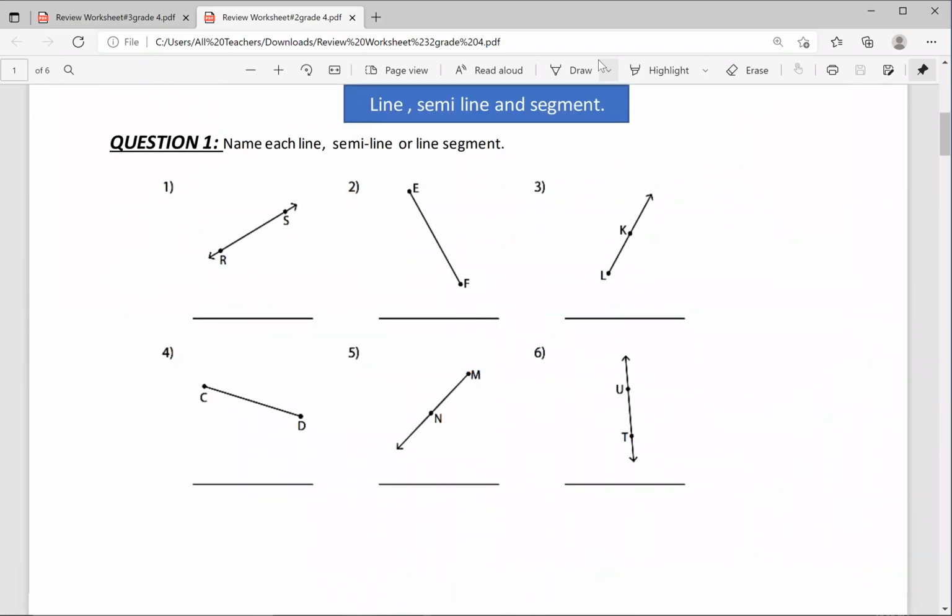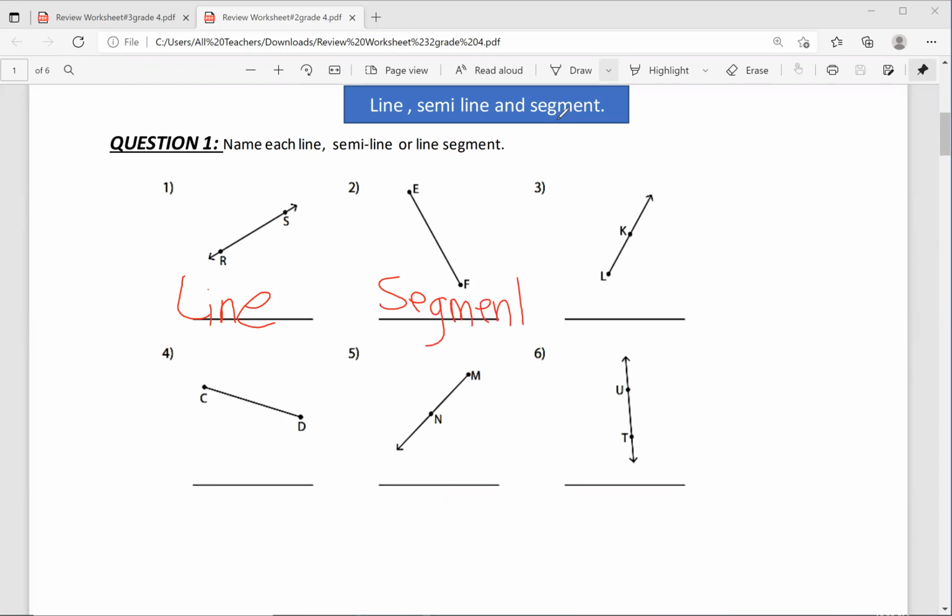In the first question, we need to tell if each figure is a line, a semi-line, or a segment. Starting with the first one, this is a line because we have arrows on both sides. That means we can extend it as much as we want. So this is a line. In the second figure, this is a segment because it starts at E and ends at F. So this is a segment.